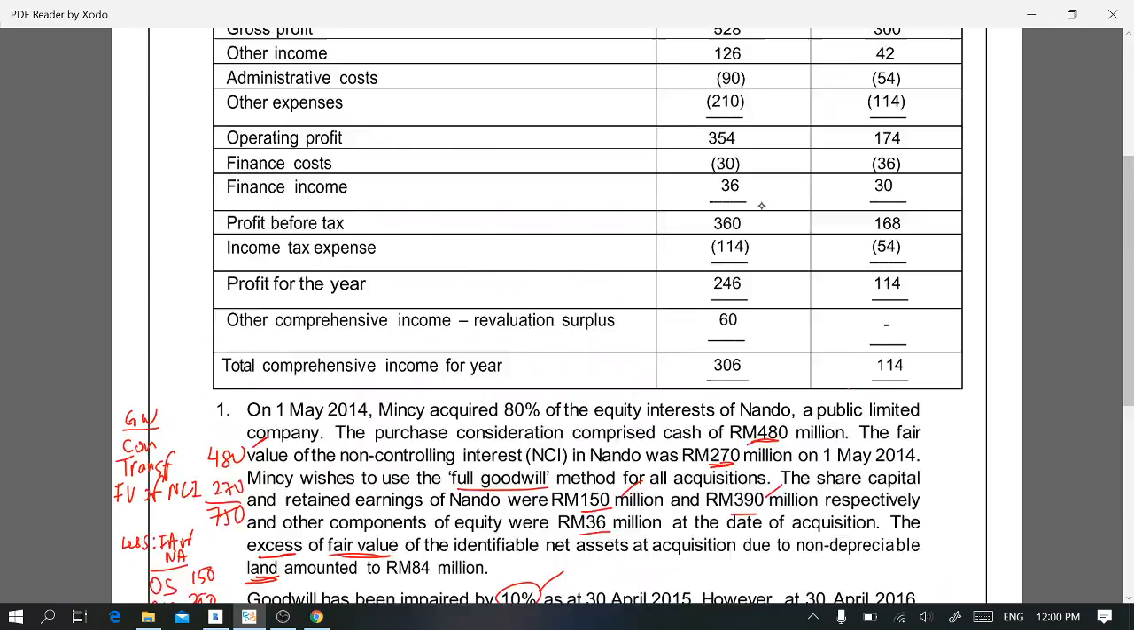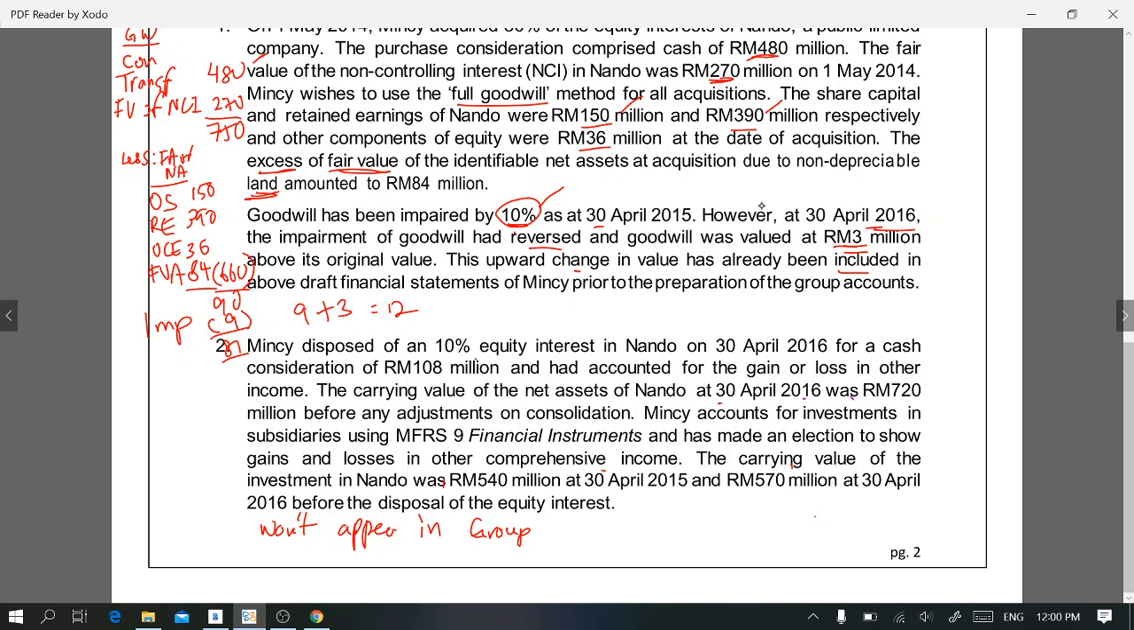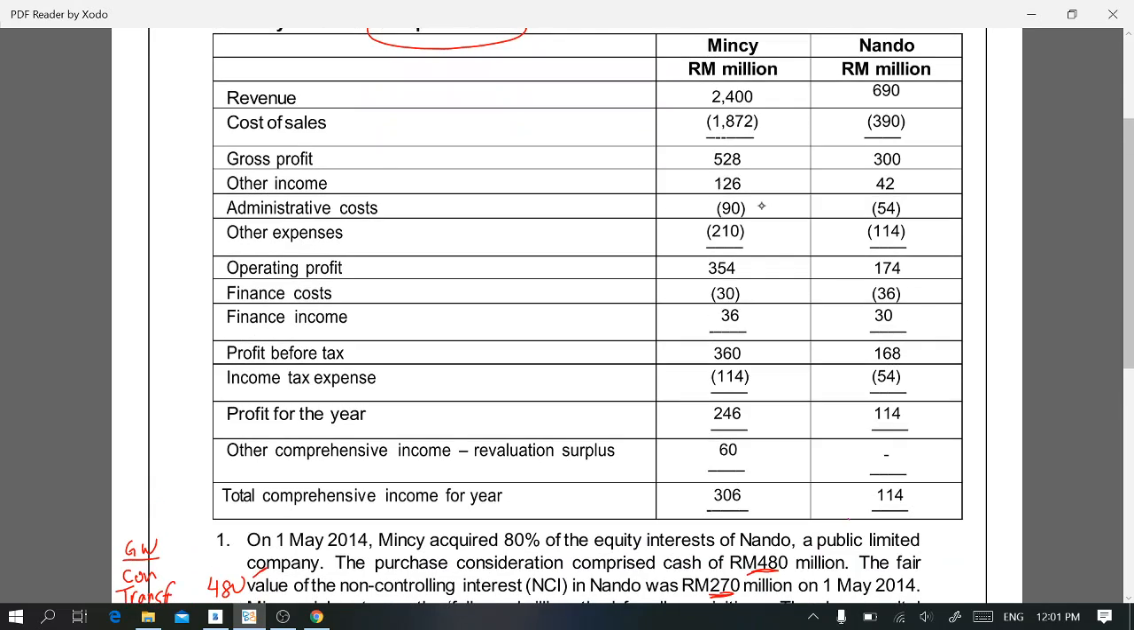So meaning the impairment is an expense last year, so a reversal by right is income. But this is goodwill, so as per the standard, we do not reverse goodwill. Once it is impaired, it will remain impaired even after the value has gone up subsequently. A normal PPE, when it's a reversal, yes, it is an income, but goodwill, no reversal, yet it has been included as income here. So we must take it out.